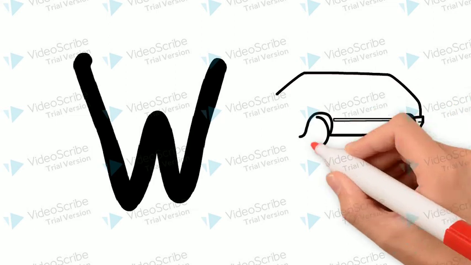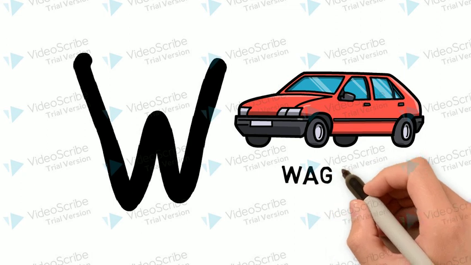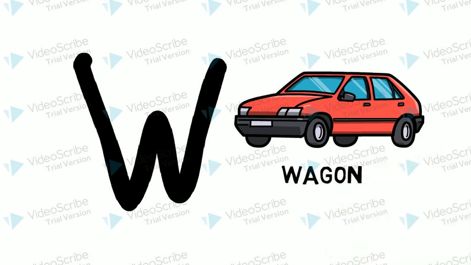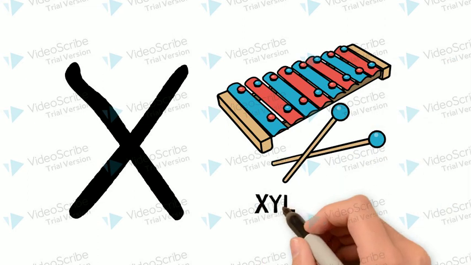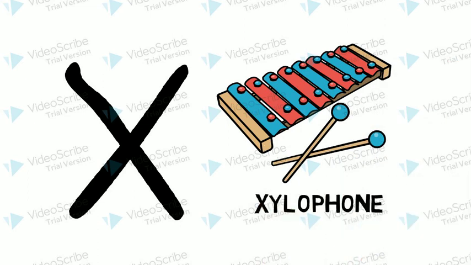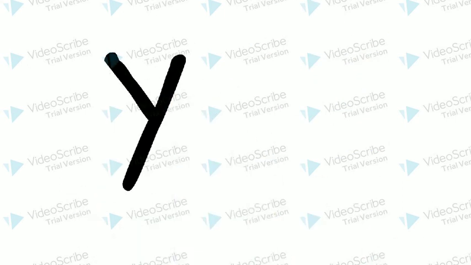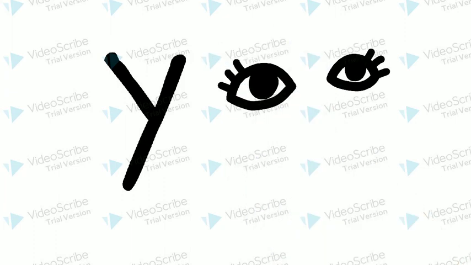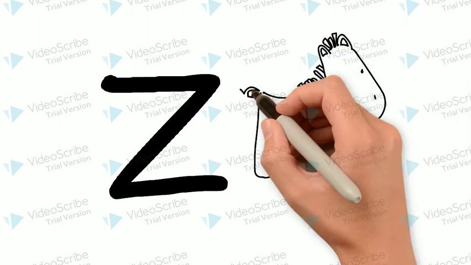W. For example, wagon. X. For example, xylophone. Y. For example, Y. Z. For example, zebra.